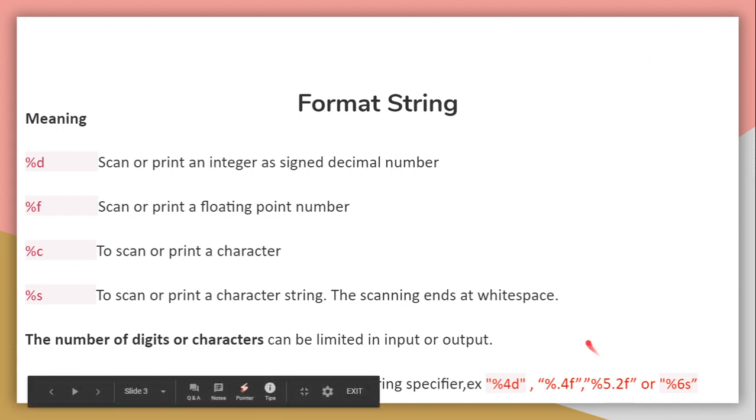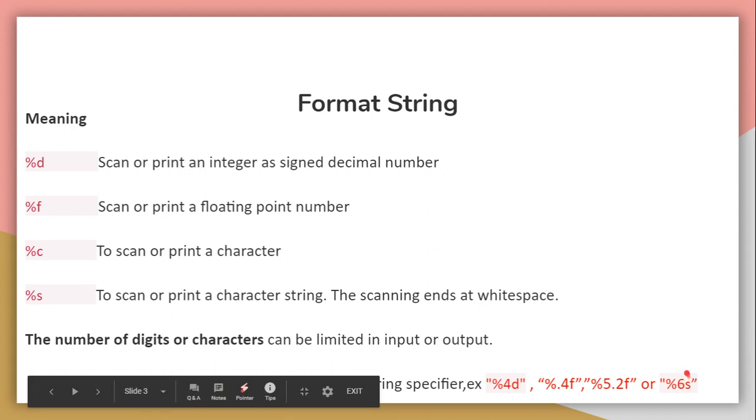For example, you say 102.23, 305.67. So after this decimal point 2 digits can be there, totally 5 digits can be there. That is the meaning of this 5.2f. And then 6s means the string can have 6 maximum characters. For example, you say your register number, you all know register number is some 12 to 15 characters. I can say 12s or 15s.